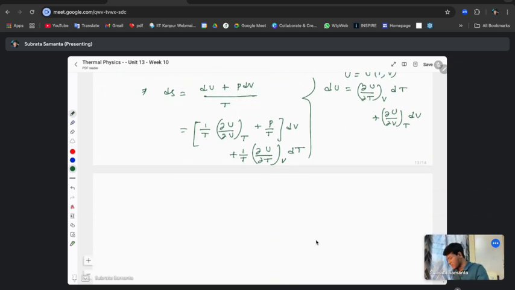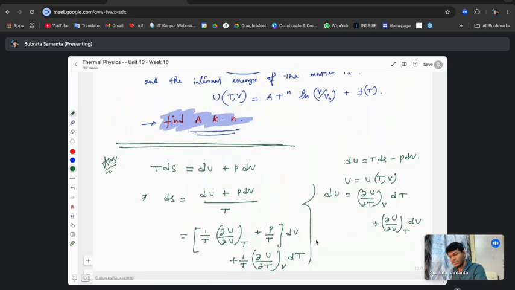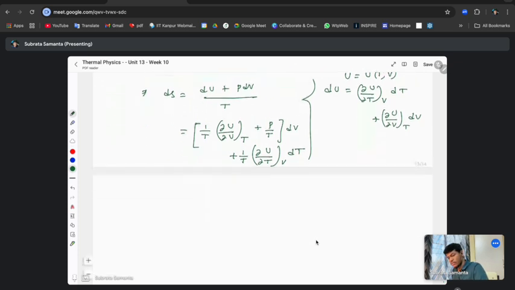So what next? So now we know what u is, right? So u is given. Then first calculate ∂u/∂V. So first we calculate this quantity. So 1 over T (∂u/∂V) at constant temperature plus P over T, right?